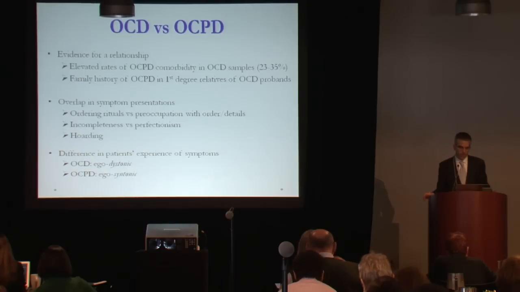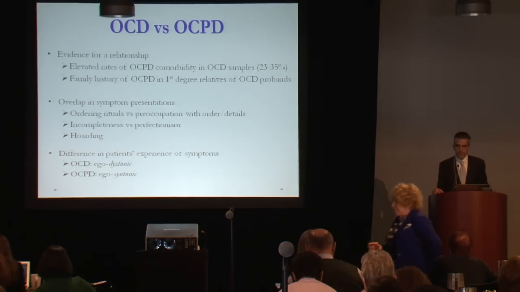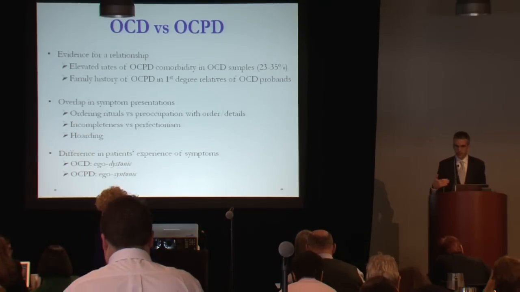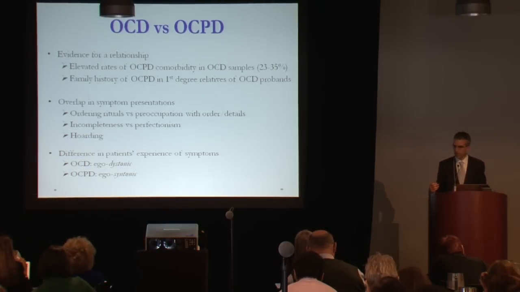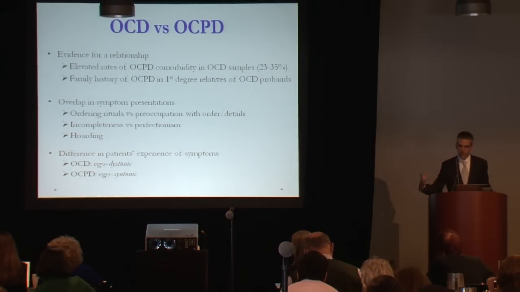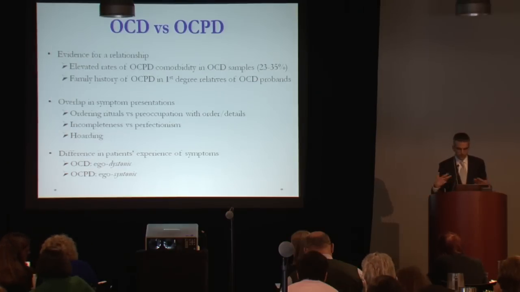And so some examples of this overlap: ordering rituals in OCD can overlap with the preoccupation with order and details that I spoke about earlier. Incompleteness is a phenomenon in OCD, which is a distressing, uncomfortable feeling that things are not complete, often known as a just right feeling in OCD, and is very similar to what some patients with OCPD describe with regards to perfectionism. And then hoarding is another area of direct correspondence between OCD and OCPD. The only guide the DSM gives is to code excessive hoarding or clutter in the living space as OCD. But the presentation is similar.